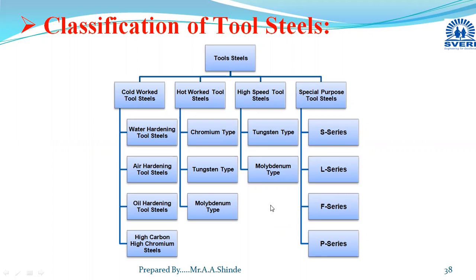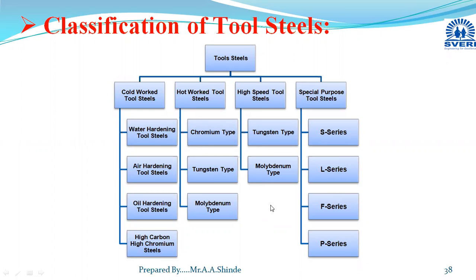Now, before actually starting with cold work tool steel, hot work tool steel, high speed tool steel, and special purpose tool steel, we are first going to discuss some general characteristics of tool steels. Which are the desired properties in these tool steels? They should be hard in nature, they should have toughness, and they should have very good wear resistance. Okay, so these are the required characteristics.